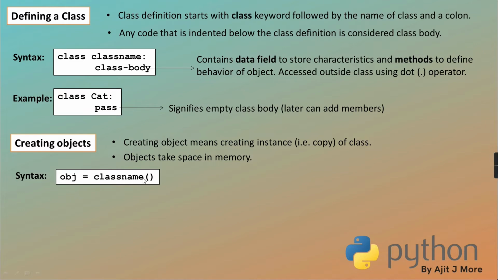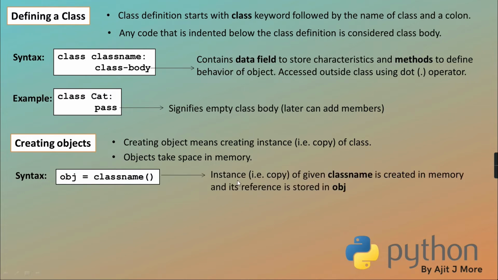So obj equal to class name round bracket. At this moment you just remember one copy of this class is created. One copy of this given class name is created, and the reference of that object is stored in this obj. Reference means address is stored. Okay? See, an instance, that is a copy of this given class name, is created in memory. And the reference of that copy, reference means you're understanding, no? The address of that copy is stored in obj.